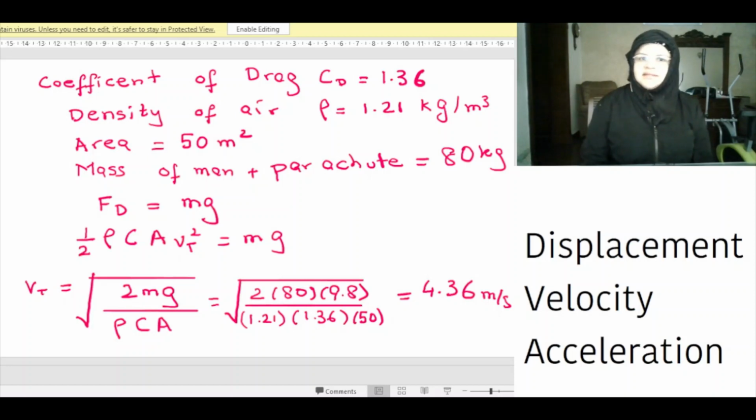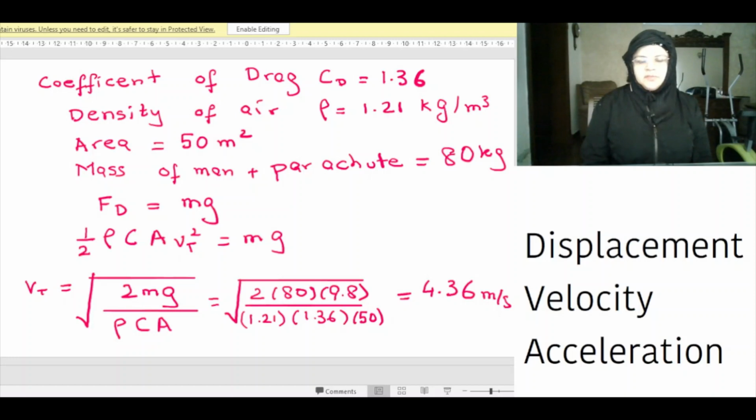We need to find the second terminal velocity when the drag force is equal to the gravitational force, that is Ft is equal to mg. Drag force is equal to half rho C A vt squared, which is equal to mg. We need to find the terminal velocity, which is equal to the square root of 2mg over rho C A.